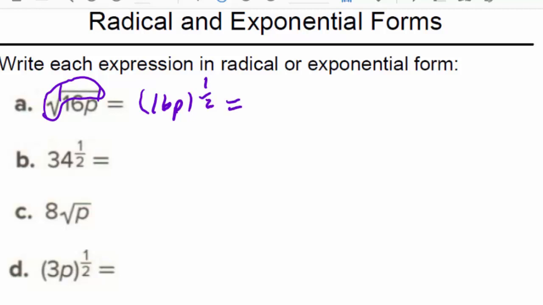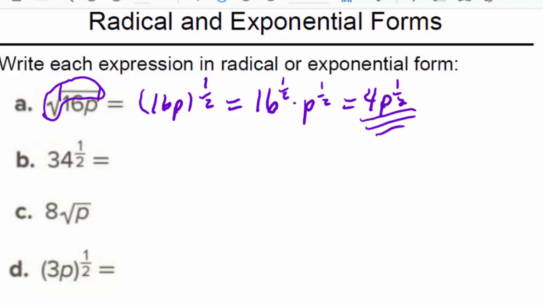And then I'm going to distribute to simplify it a little bit. So the 1/2 power distributes to the 16, so I get 16 to the 1/2 times p to the 1/2. And technically 16 to the 1/2 power, since it's a square root, can be reduced to 4p to the 1/2 power, because the square root of 16 would be 4. Now, it did not ask me to go and rewrite those in simplified form.